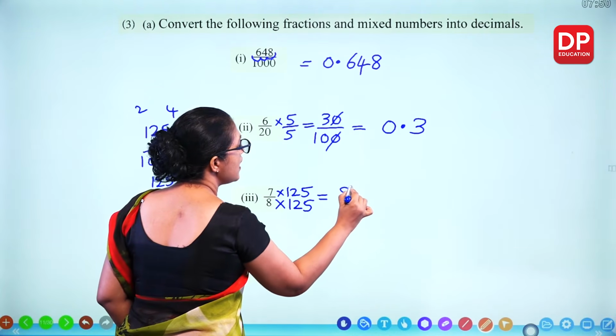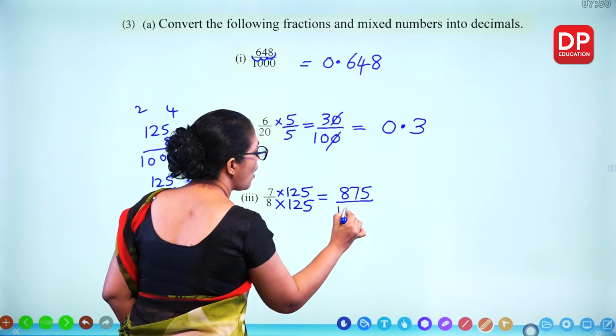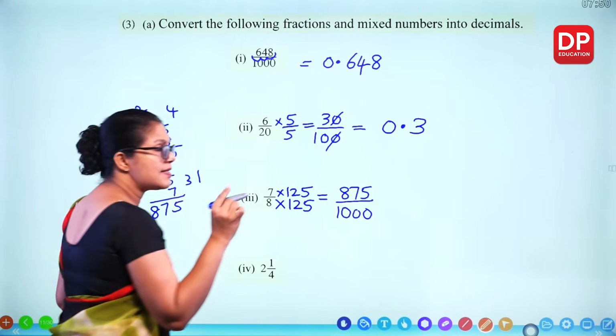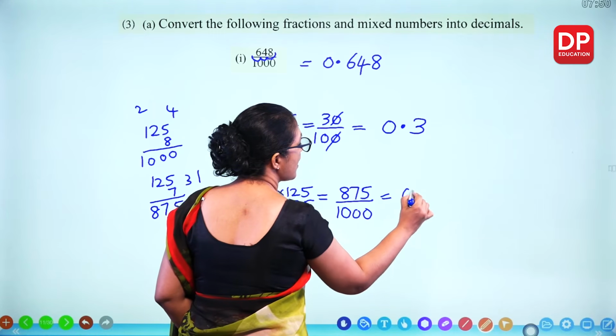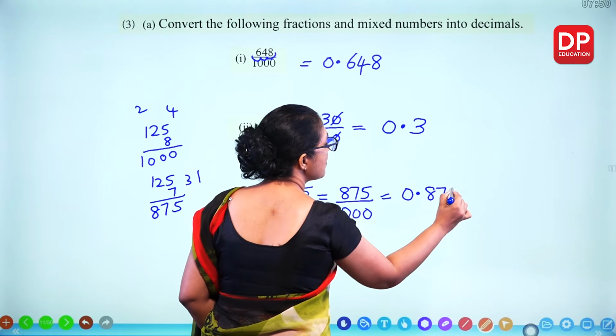875. So 875/1000. That means keep the decimal place 3 places to the left. You can write 0.875.